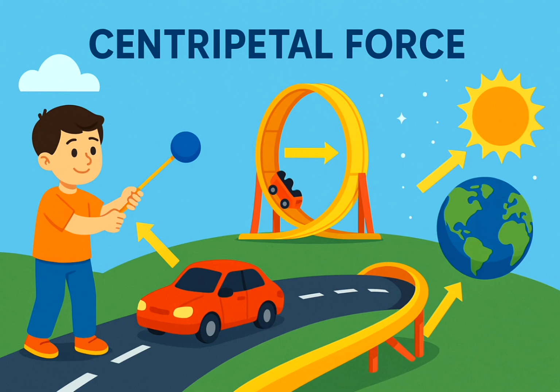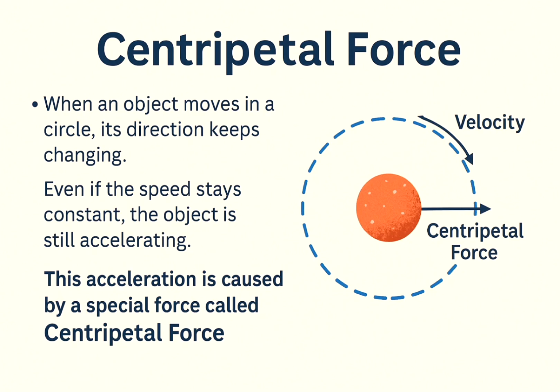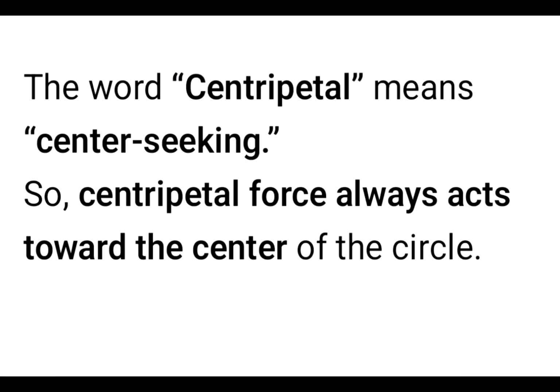Now let's move to our first slide. When an object moves in a circle, its direction keeps changing all the time. Even if the speed is constant, the object is still accelerating because the direction is changing. And this acceleration happens because of a special force called centripetal force. Now we will understand what the word centripetal really means.